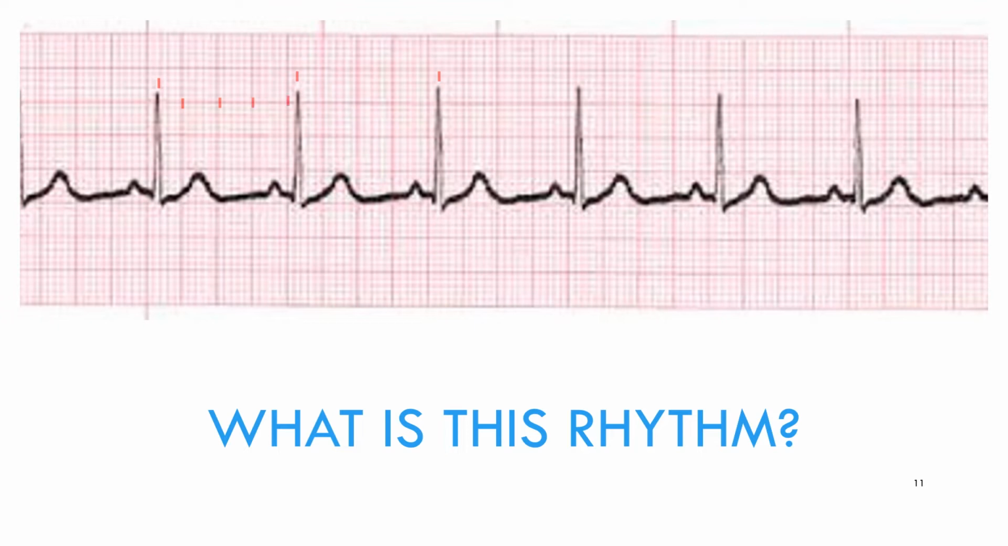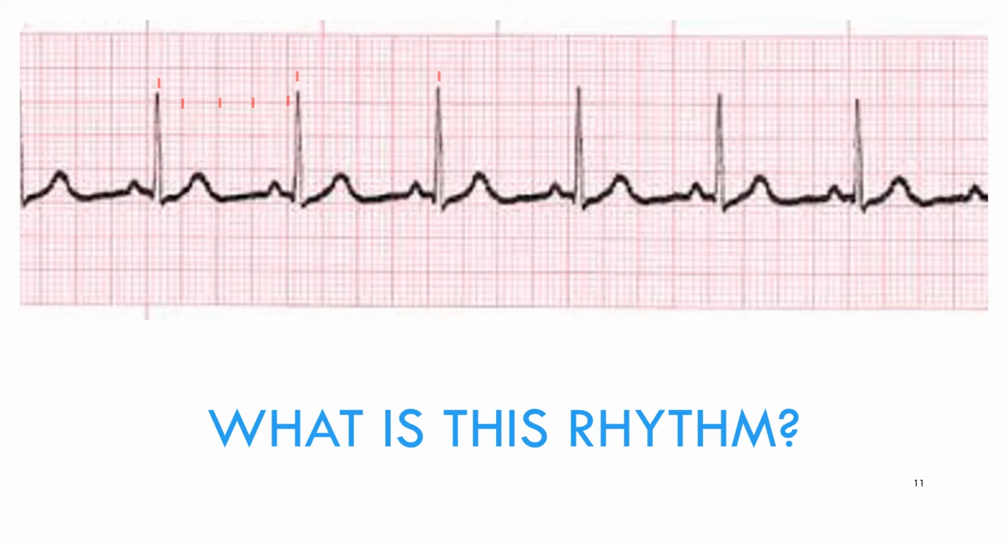So one of the easiest ways to determine the heart rate is to take the number 300 and divide it by the number of big boxes. So we have 4 boxes. 300 divided by 4 is 75. So the heart rate here is around 75. Is 75 normal? I would think so.